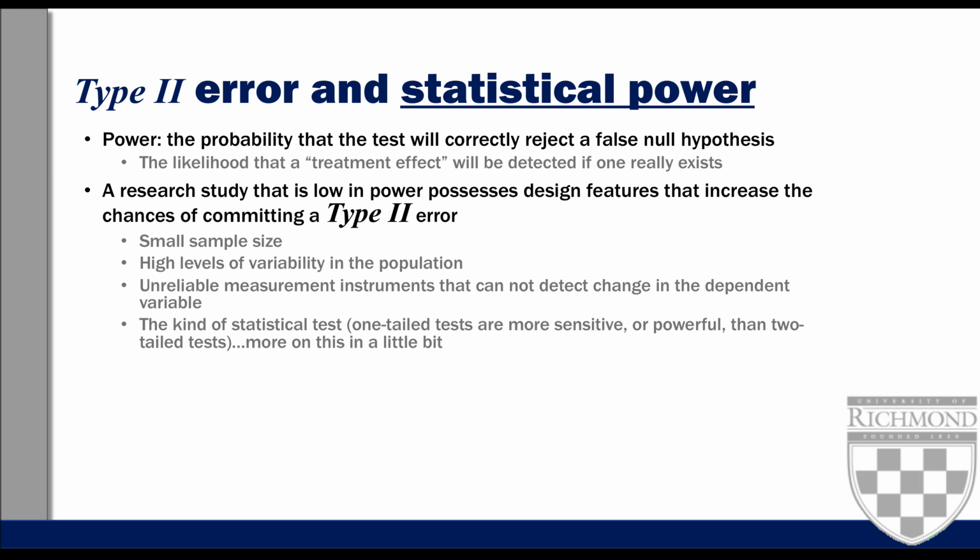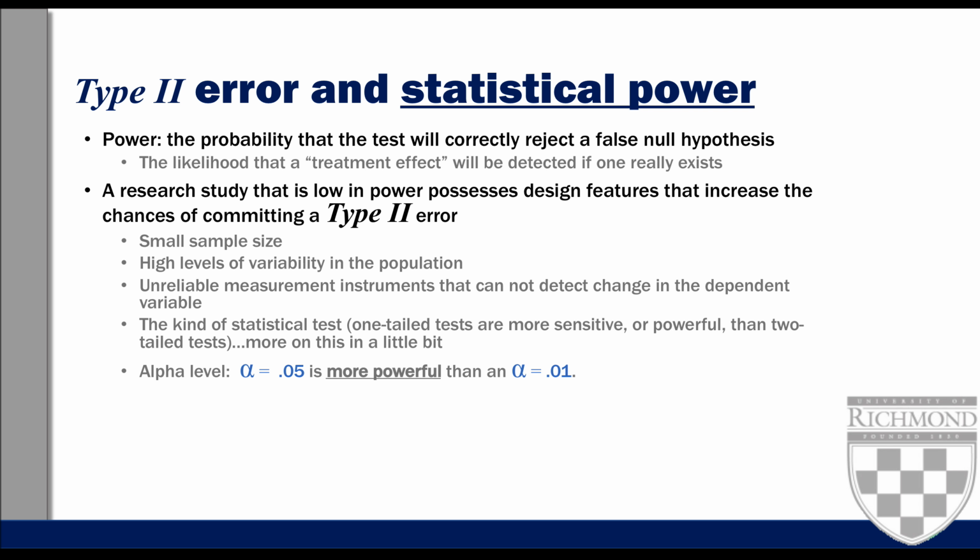I'm not going to spend a lot of time talking about that because you'll be reading about that. But one-tailed tests are in fact more powerful than two-tailed tests simply because the threshold is lower for rejecting the null hypothesis. Instead of it being plus or minus 1.96, it's only 1.65, but only on one side of the distribution. So that actually makes it a little more powerful.